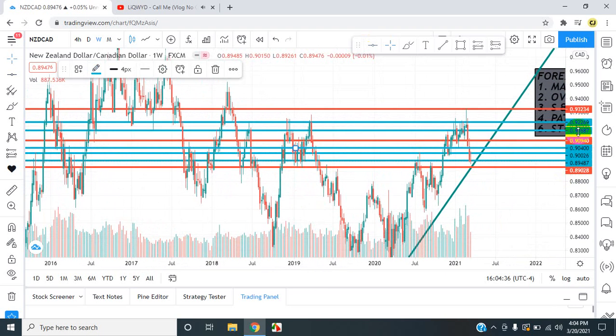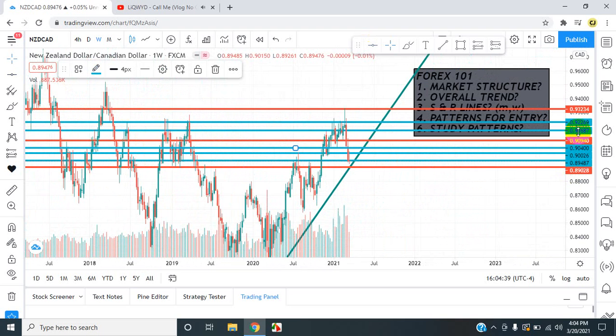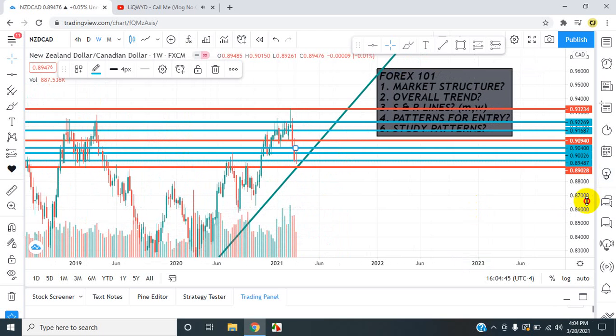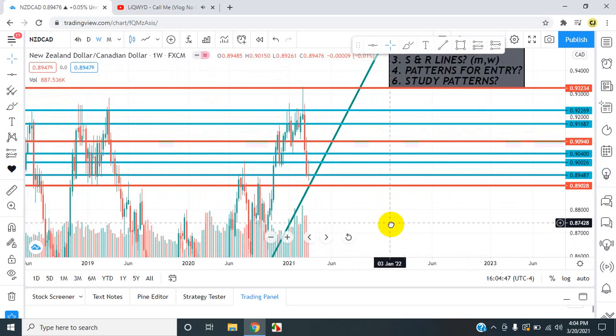Okay, we have identified all our SR lines. We identified the overall trend. Now we're going to look for patterns in the market, see if we can identify what's going on for us to take entry.